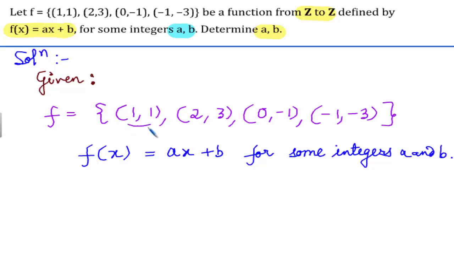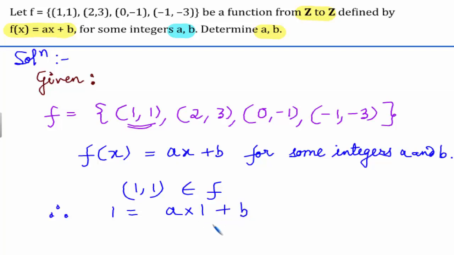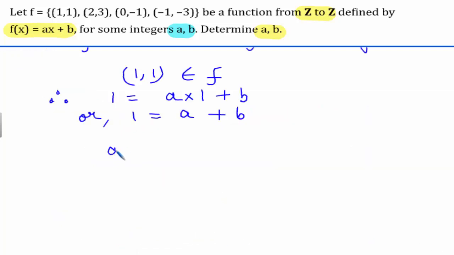Here, this 1, 1 belongs to f. Therefore, we have 1 is equal to a into 1 plus b, or 1 is equal to a plus b. This we can write as a plus b is equal to 1. Let us name this equation as equation number 1.